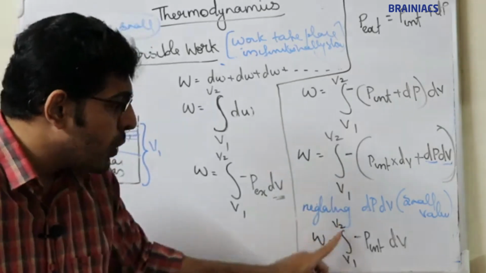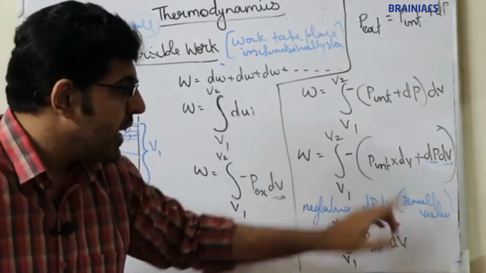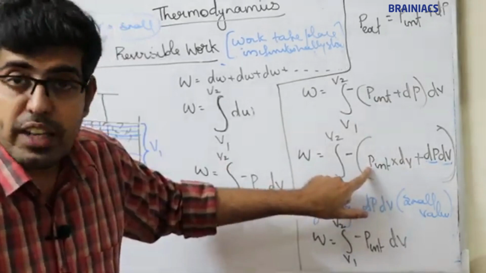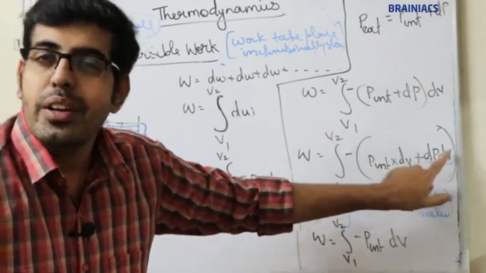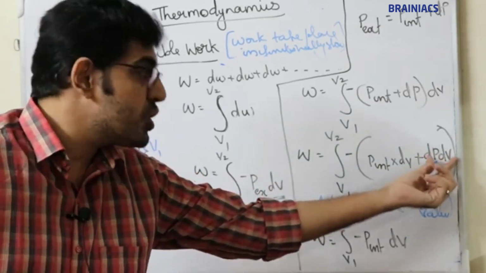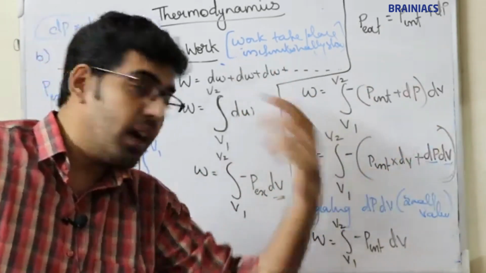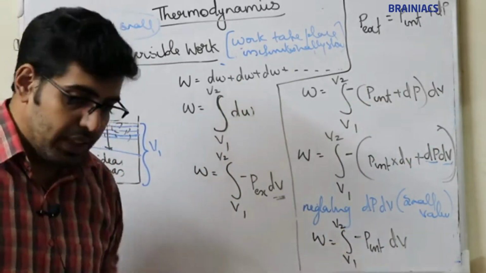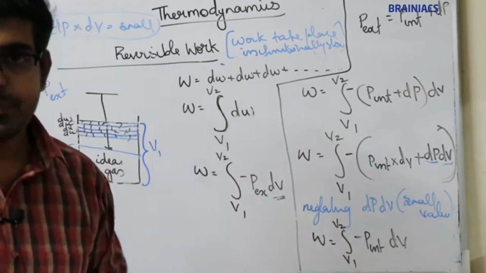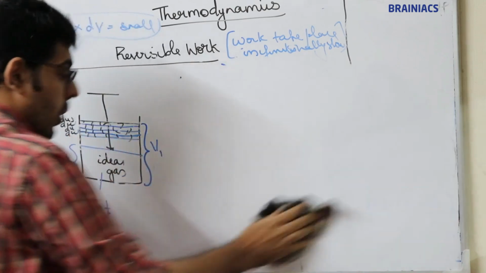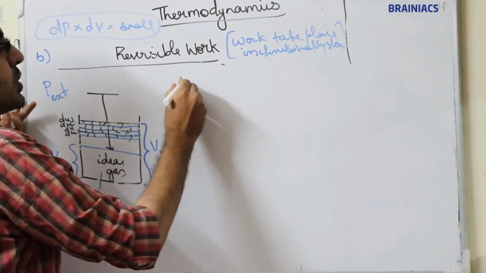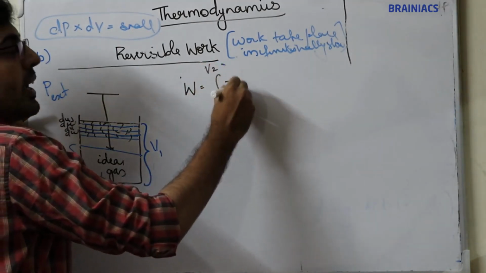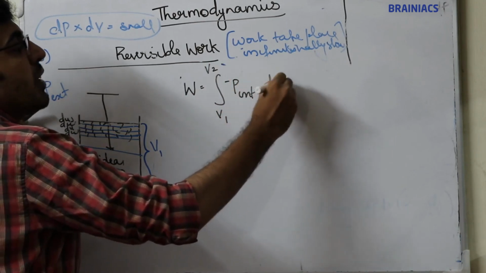So we'll get W is equal to integration of V1 to V2 minus P internal into dV. You cannot neglect this value. This is a very large value because this is pressure. dP is very small, dV is very small, so these two are small compared to this value. So I'm neglecting that part. I think it's clear till here. So we got W is equal to integration of V1 to V2 minus P internal into dV.